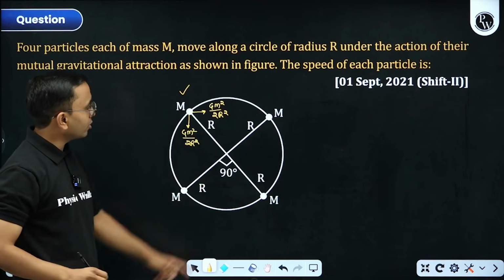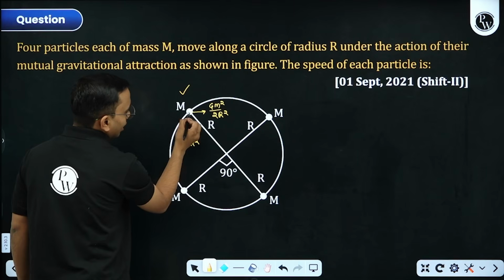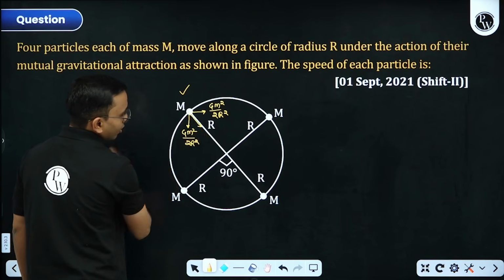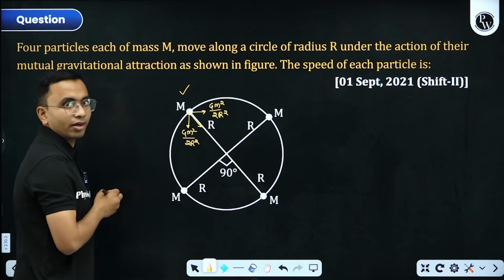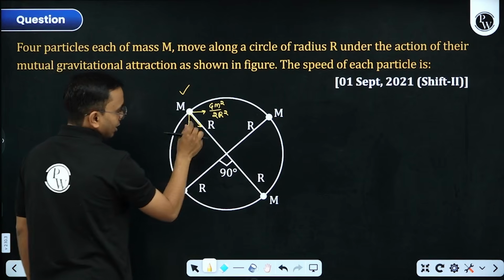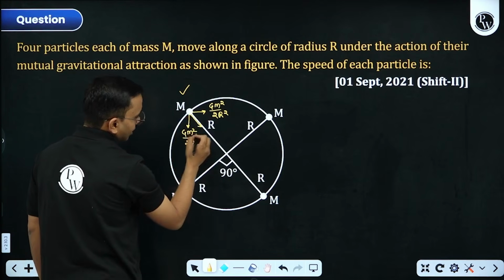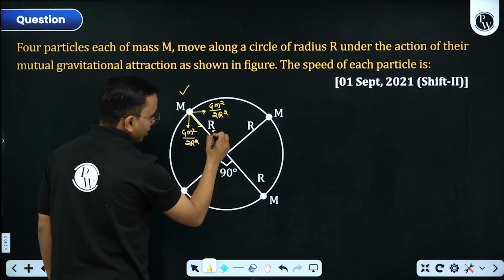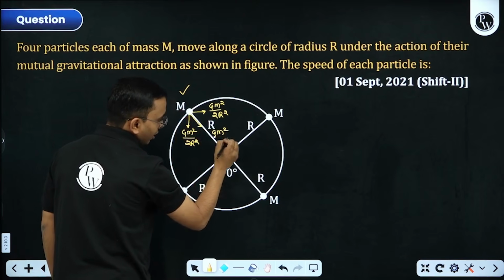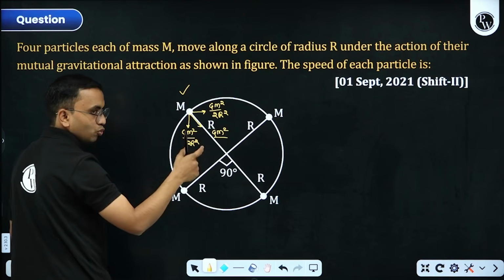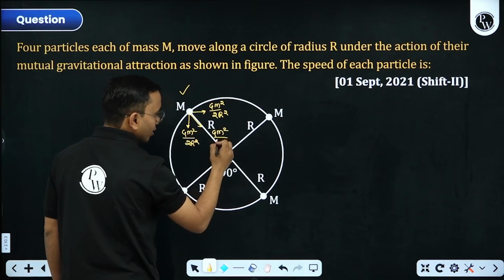Now due to this mass also I need to find, that will be in this direction along the diameter, or along the diagonal of the square, we can say. So how much is that? That is gm square divided by, how much is this distance? 2r. 2r square is 4r square.